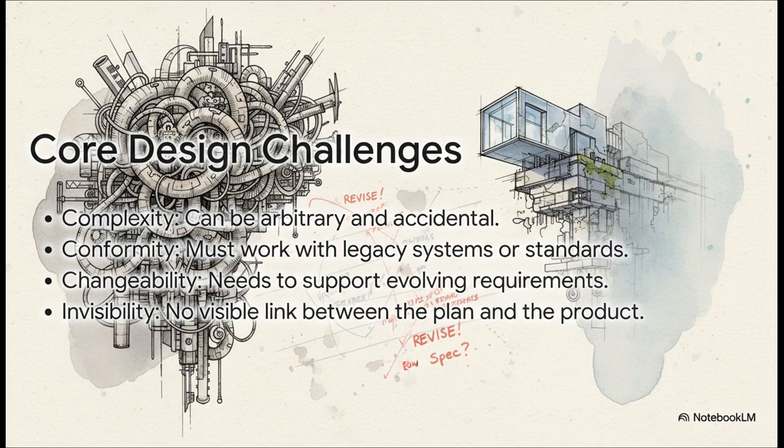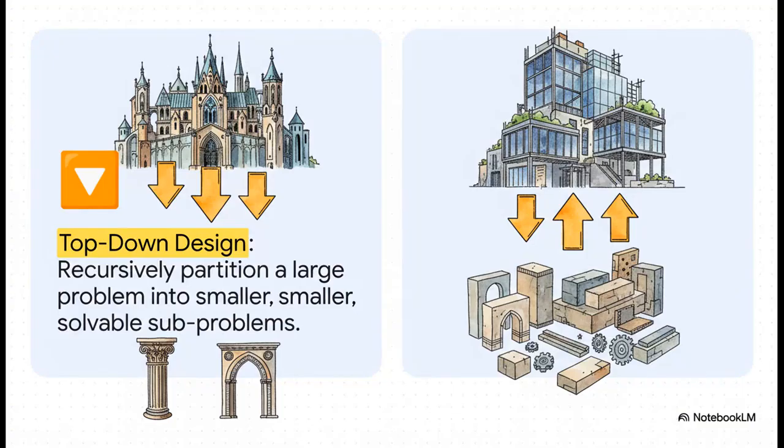And finally, invisibility. This is a weird one. Unlike a building, you can't see the structure of software. You can't walk by and see that 30% of the code is done. This makes it incredibly hard to see problems before they become catastrophes. So how do we fight back? Well, there are 2 classic strategies.